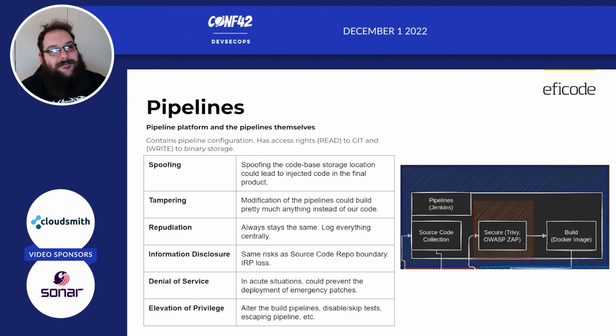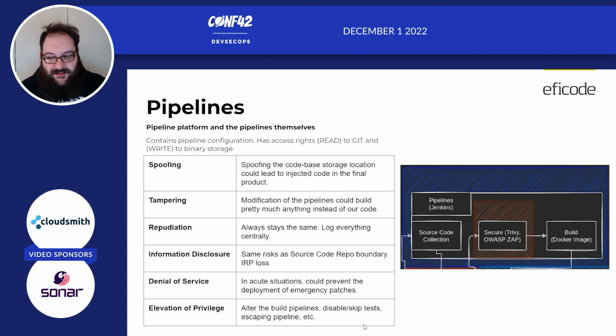And he's absolutely right. So the ability to edit the code after it's been read from Git, the ability to write additional binaries to the storage, there's a lot of dangerous things that an attacker could do if they got hold of the pipelines. So spoofing code base could lead to injected code, tampering, modification of pipelines. I mean, if you modified the pipelines, you can build basically anything you want.